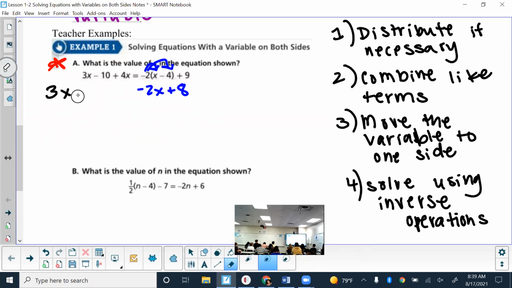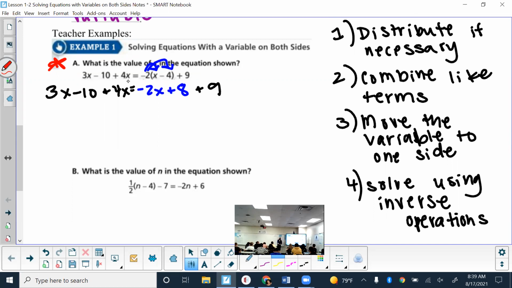So get in the habit of keeping the sign that's in front of each term. Just a little mistake like that will change the rest of your answers. All right, and then bring everything else down. Questions so far? All right, so step 1 is done. What is step 2?